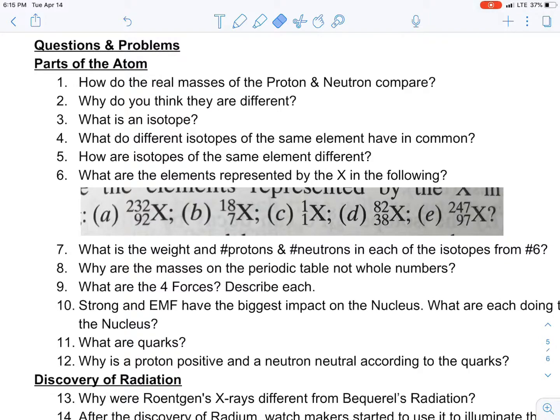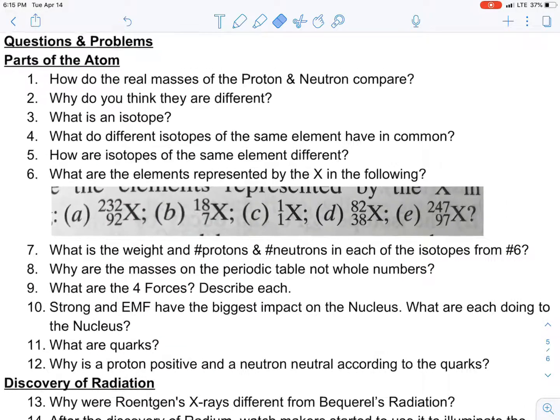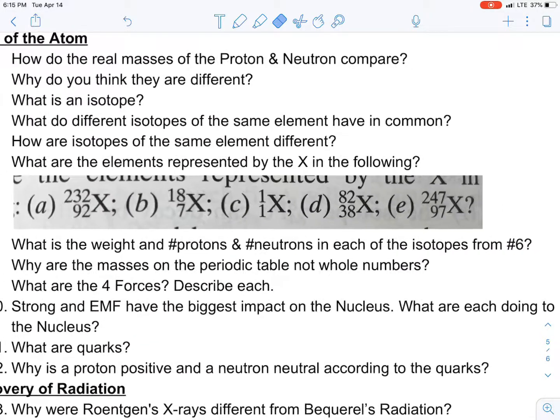Okay, so we have different questions about masses, why they're the same or why they're different, what isotopes are, and then we get into some of the nomenclature, or the way we write it, right? So we're going to find out what these X's are. We know what the mass is, we know what the atomic number is, and you have to get your periodic table out and see if you can figure out what those are.